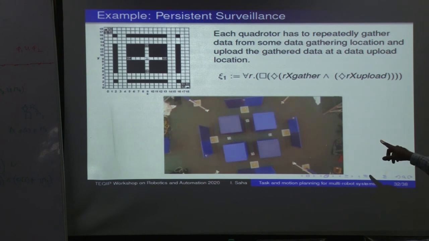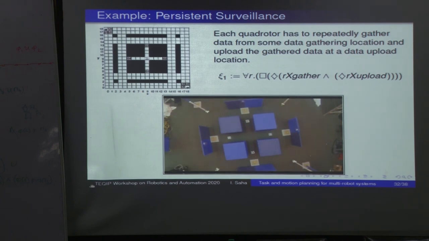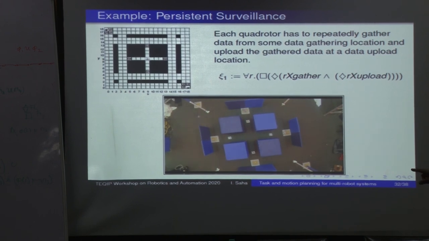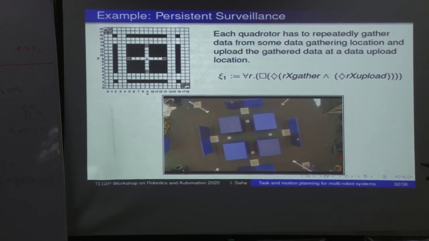Markers in between there. This is another location in the corner. We have this upload location. We will see that the robots are doing this data gathering, and then two robots are coming in this direction. They have to do the coordination to avoid collision there.